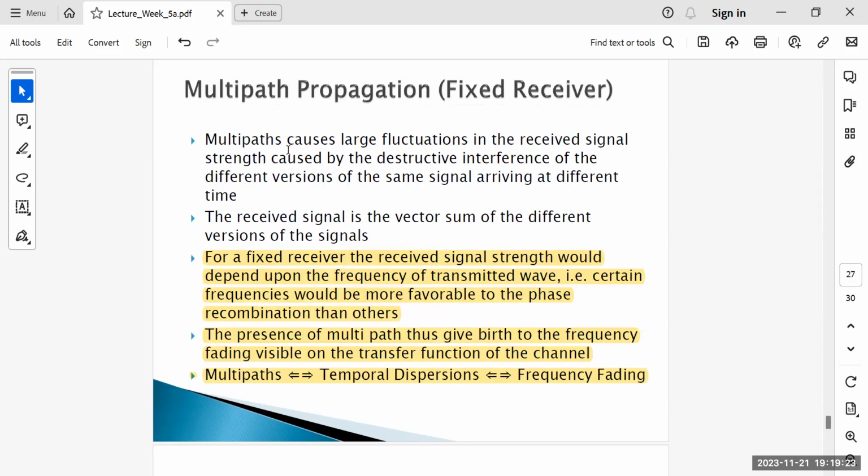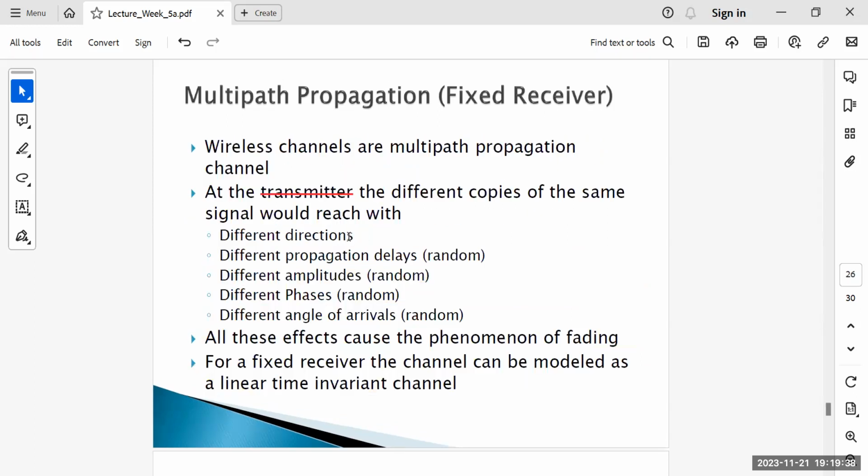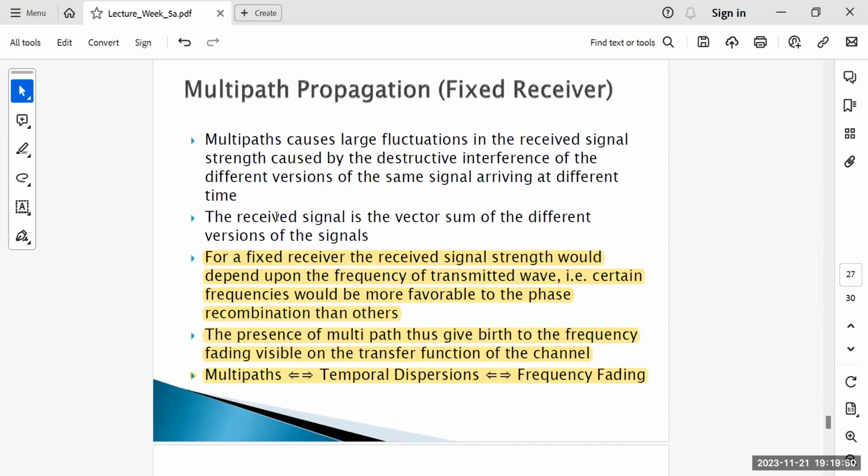Multipath propagation, let's continue. Multipath can also cause large fluctuation in the received signal strength, caused by destructive interference of different versions of the same signal arriving at different times. So the received signal is the vector sum of different versions of the signal. And what are the different versions? The signals coming from different directions, with different propagation delay, different amplitude, different phase, different angle of arrival, but they are copies of the same signal.